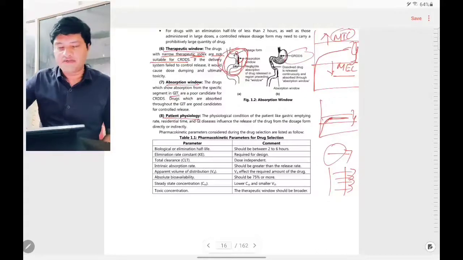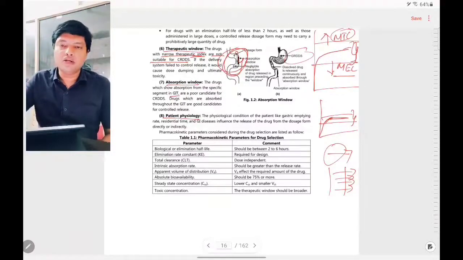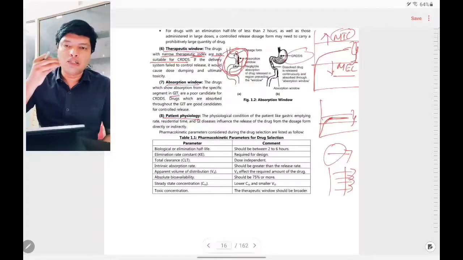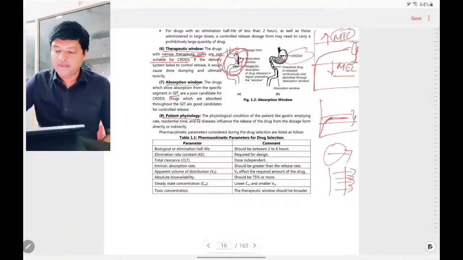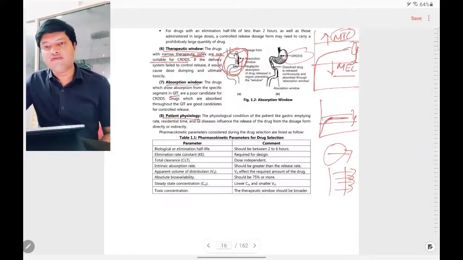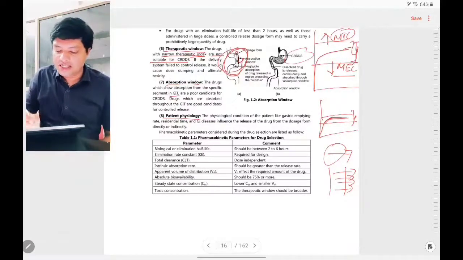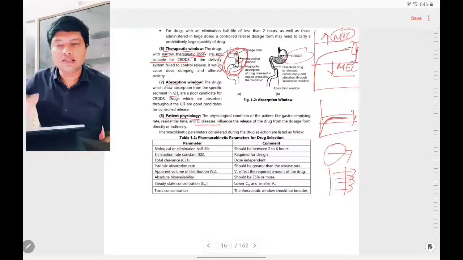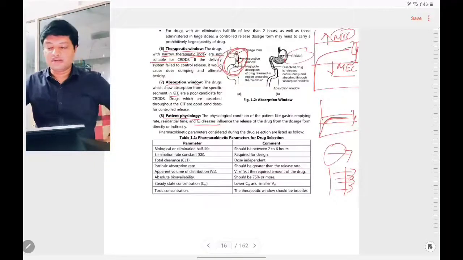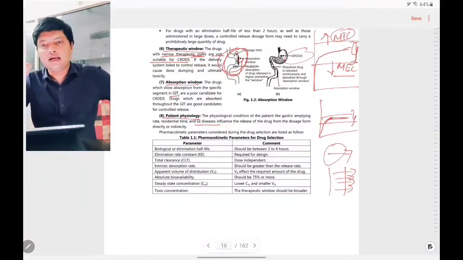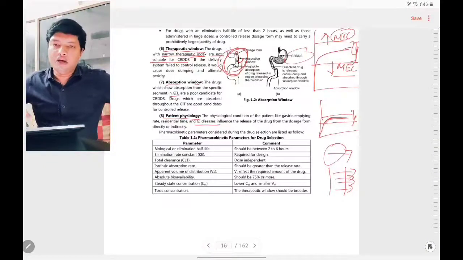Next is patient physiology. Patient physiology also plays an important role. What is the gastric emptying time? What is the residence time? What if the patient has any GI diseases? If the disease is there, what is its influence on the design of the dosage form? This also influences the design of the dosage form directly or indirectly.